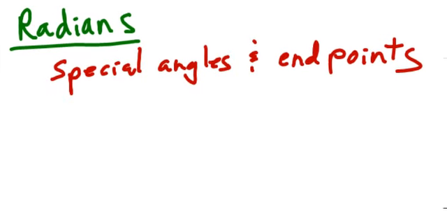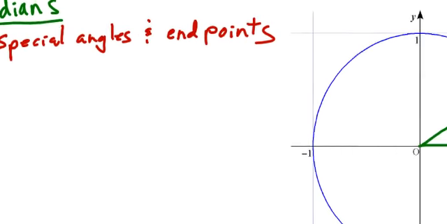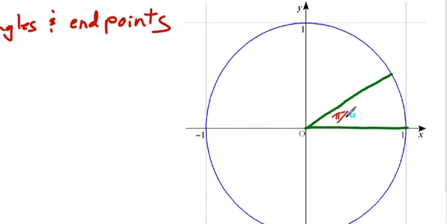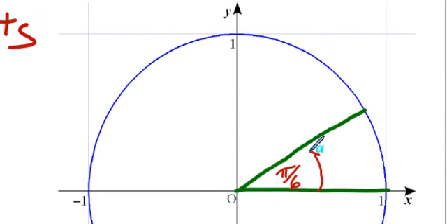Now we're still dealing with radians. Now we want to find some special angles and endpoints on the unit circle using radians as our angle measure. So let's first try one here. Let's try pi over 6. We want to find out the endpoints that correspond to an angle of pi over 6.